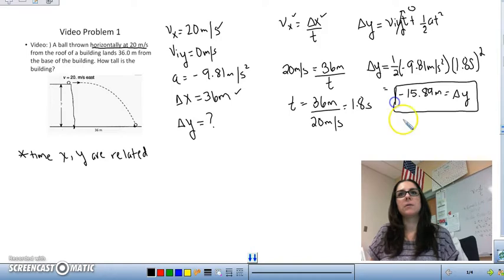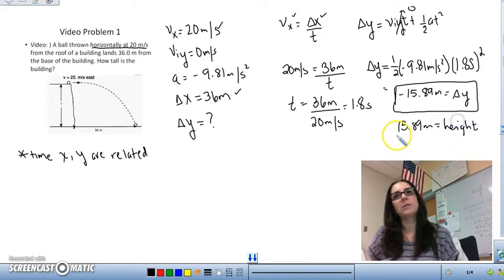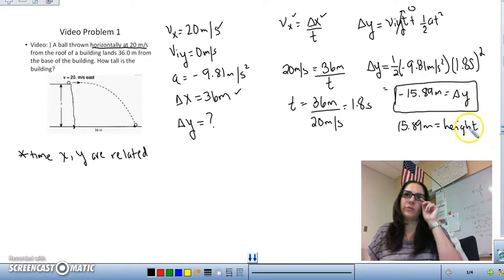But technically, what is the height? It's 15.89. We usually just say that the height is the value, not where it went. So this would be sufficient for the answer for that. So this is how you solve that.